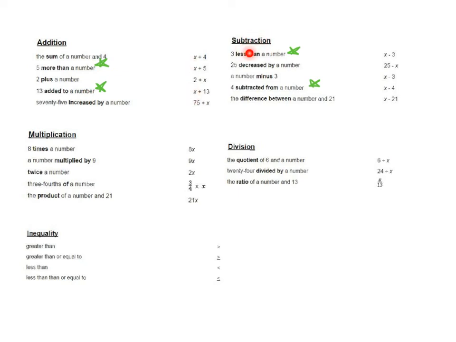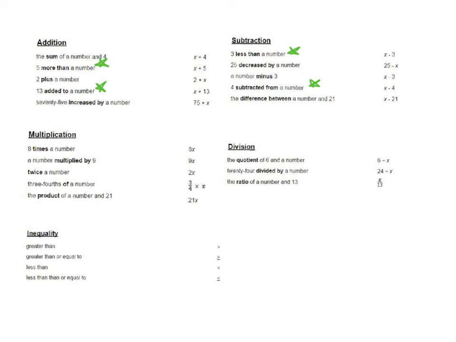The subtraction words are less than, decreased by, minus, subtracted from, difference between, and here I've starred less than and subtracted from for the same reason. You have to flip what you see in the words into the equation. So here, 3 and 4 were first, 3 and 4 are last. A number was last, it's first in the translation.